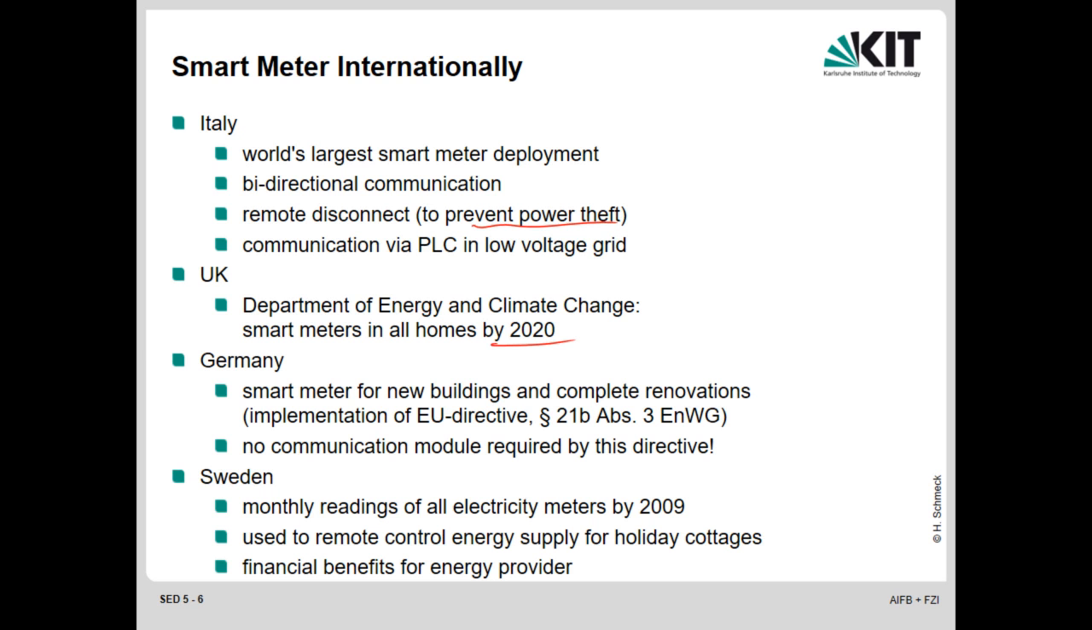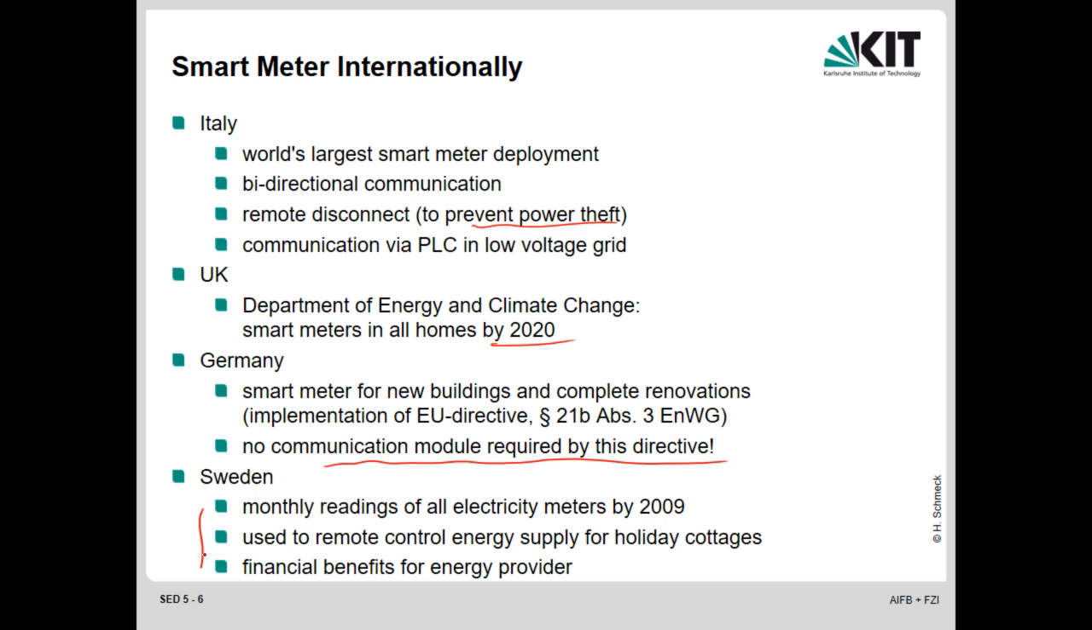In Germany, we have a rule that in new buildings, and if you have a complete renovation of your house, you should install a smart meter. But there's no communication module required by this directive. And so it does not mean that you can actually communicate. You can have something there inside your house, but it's not necessarily communicated to the outside.